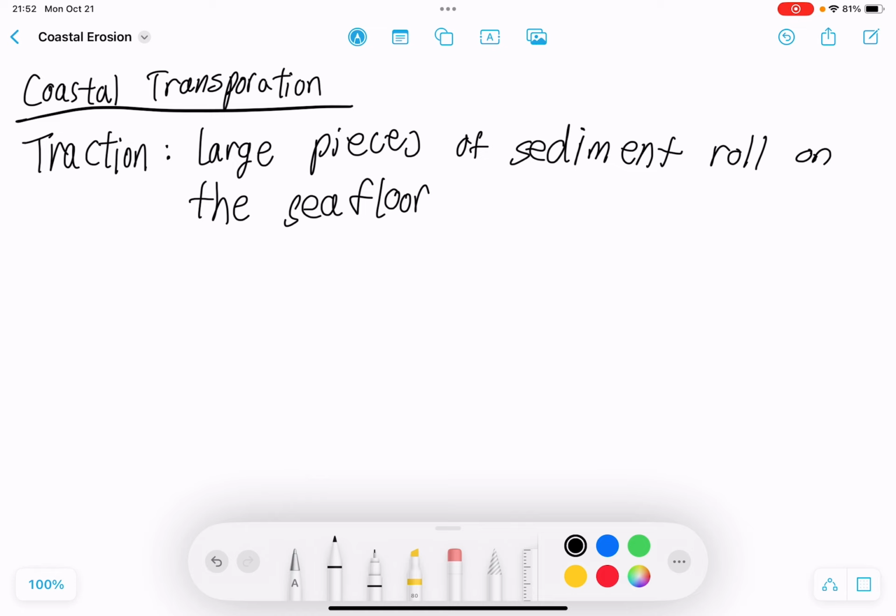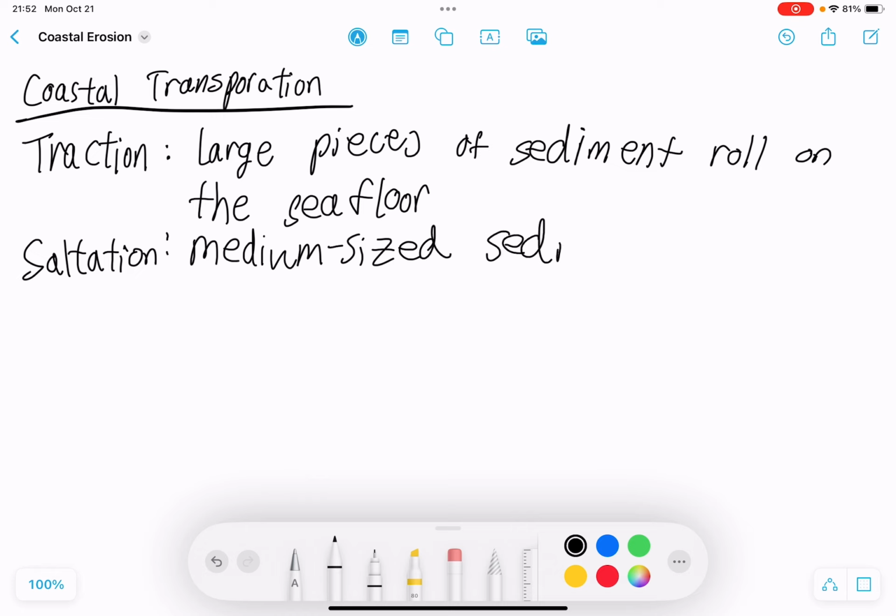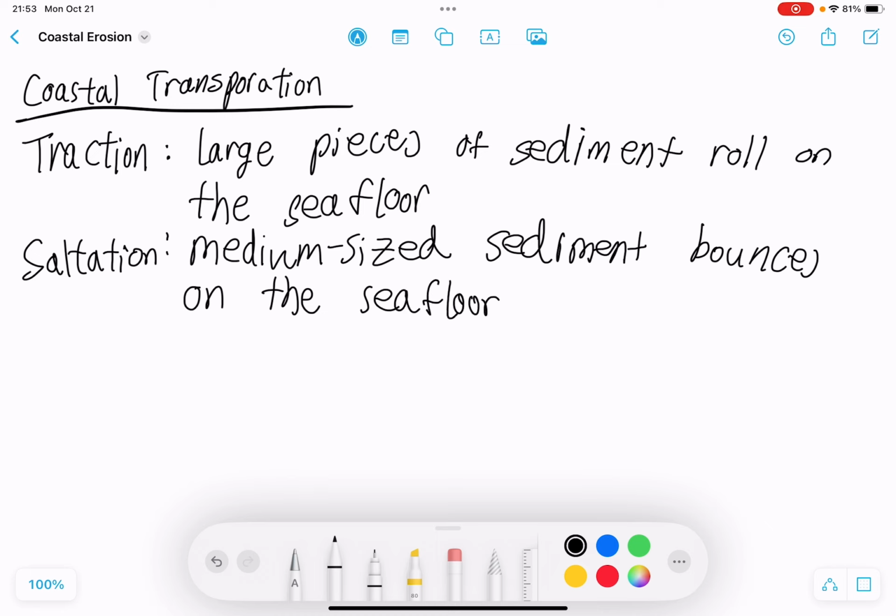And we also have saltation. This is when not that large but medium-sized sediment bounces on the sea floor. So not just rolling. These pieces of sediment are light enough for the waves to carry them for 2 to 10 seconds or something like that.